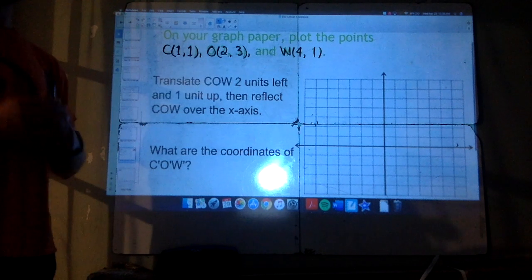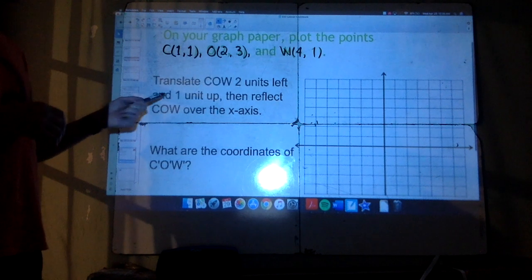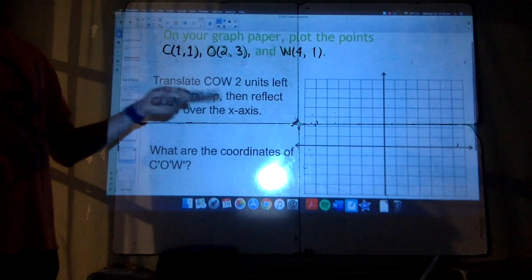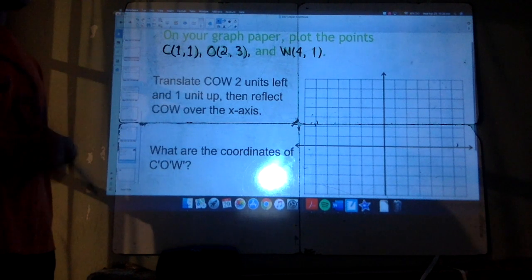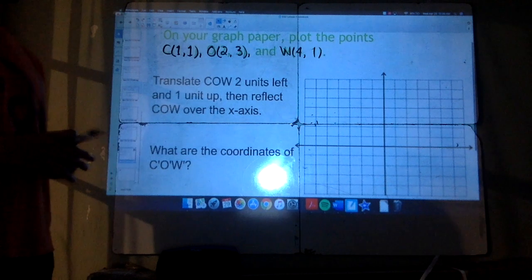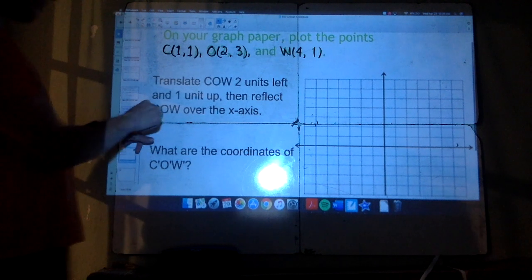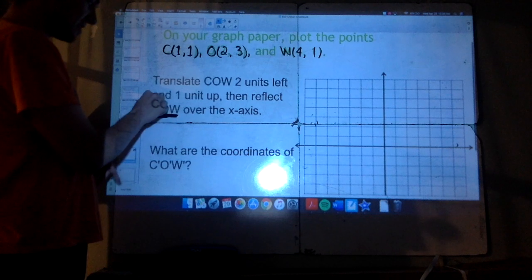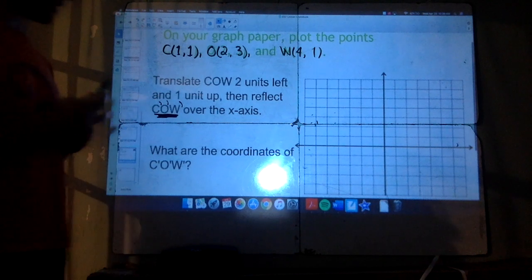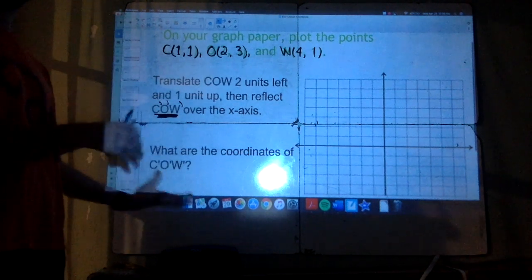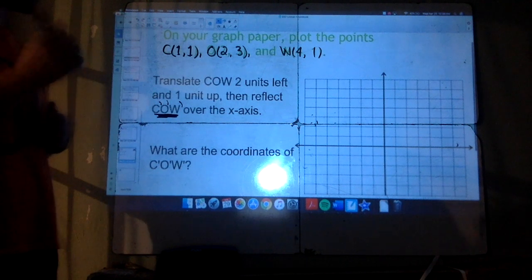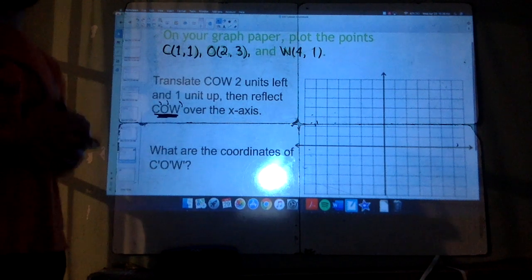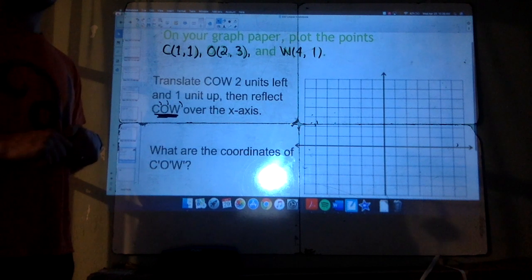All right, so here's your homework. You're going to graph cow, and what you're going to do is first translate cow 2 units left and 1 unit up, and then reflect cow over the x-axis. When you're reflecting it over the x-axis, this actually should say C prime, O prime, W prime. You're going to reflect that new one you made after you moved it. You reflect that shape over the x-axis. And this is what you need to upload a picture of to close out our week.